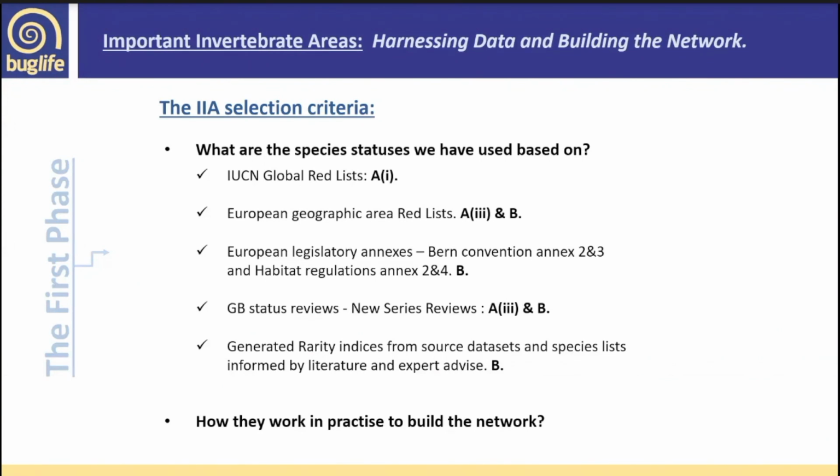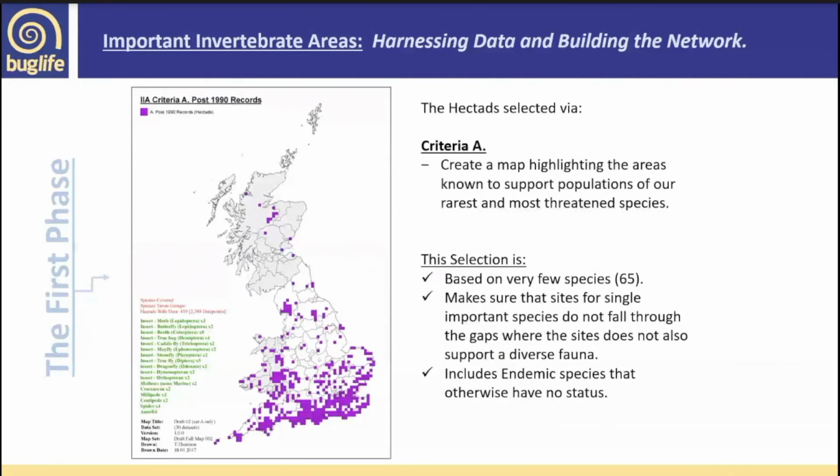How do we use this to build a network? Well, if a hectad has a confirmed and verified record within criteria A, then it automatically qualifies. There are only a few of these species, 65, and they are, as I said, keynote species that effectively we cannot miss out. So those go straight in. As soon as you've got a verified record, that hectad is prioritised.